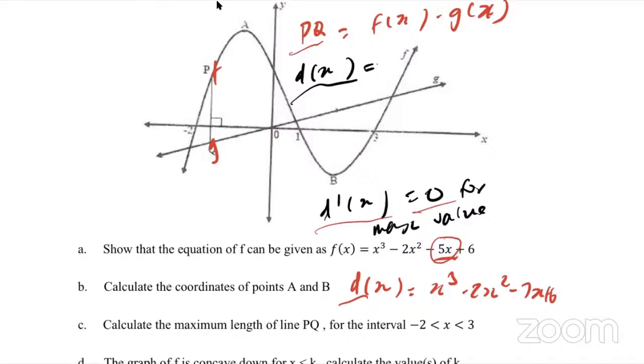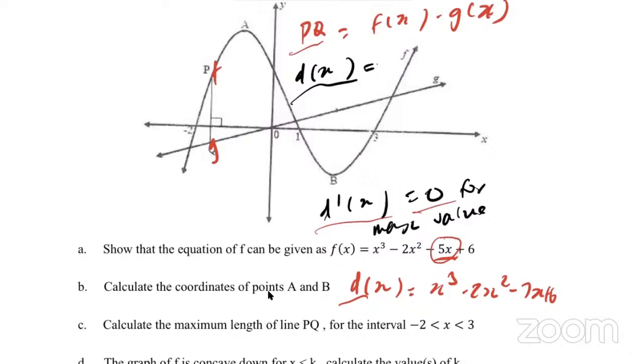Wait, the one smaller than zero is the maximum or the minimum? If it's less than 0, it's going to be maximum. It's going to give me a maximum value. Okay. It's bigger than zero. Okay, so I got that.